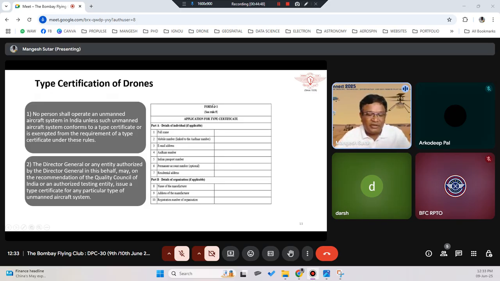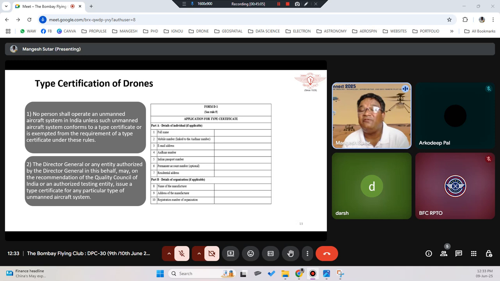So let's see, with respect to the Drone Rules 2021, how do we certify the drone? As I said, if you want to build a drone, manufacture the drone, and sell it, if you have that kind of a plan, you need to get your drone type certified.